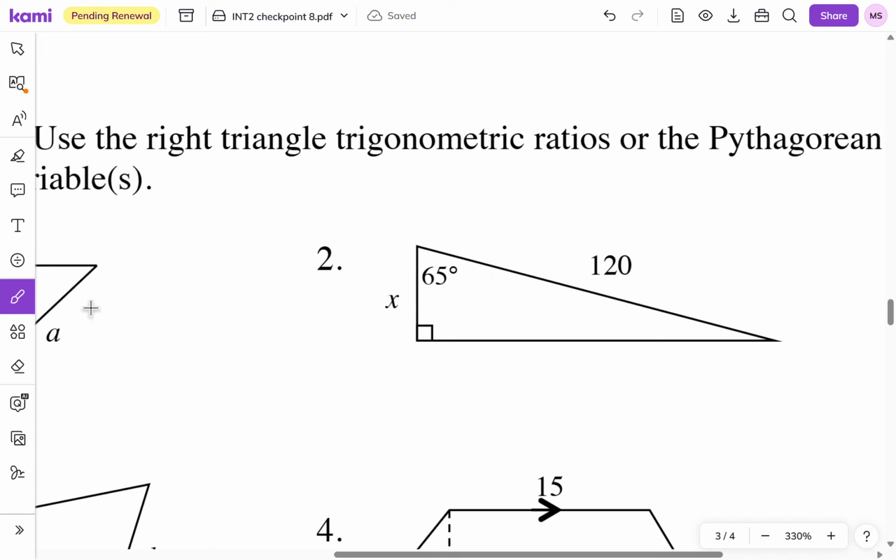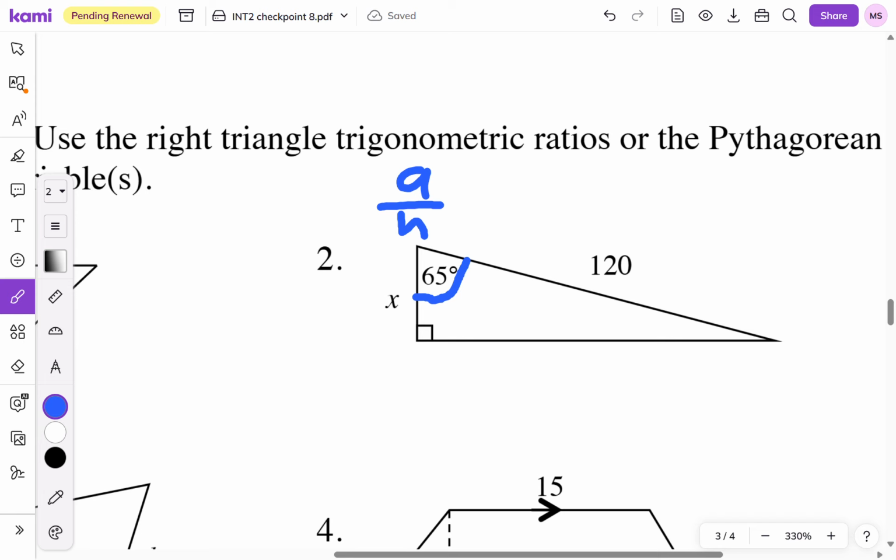So what do we know? Well, what do we do? Well, we have an angle. So from this angle's perspective, we have to determine which trig ratio we have an expression for. And we have the hypotenuse, that's 120. I know it's the hypotenuse because it's opposite the 90-degree angle. And we have an x, which is adjacent. So we have the adjacent, and we have the hypotenuse, and you know what that is?